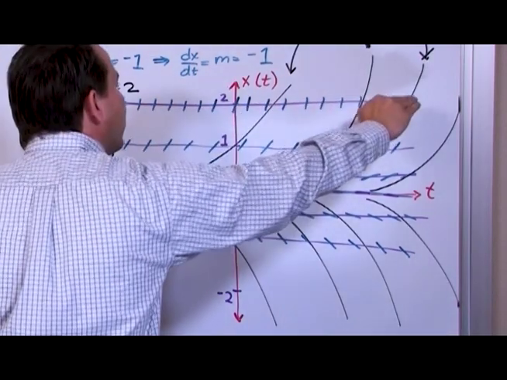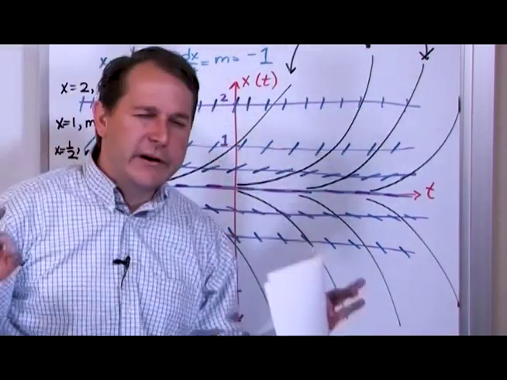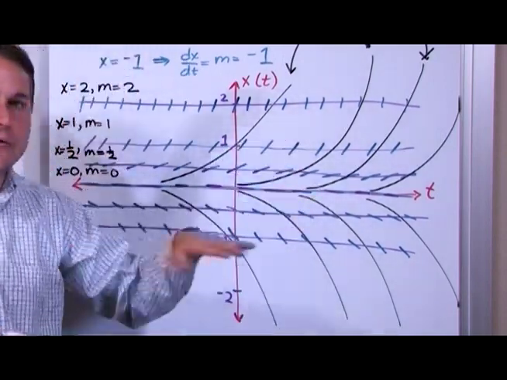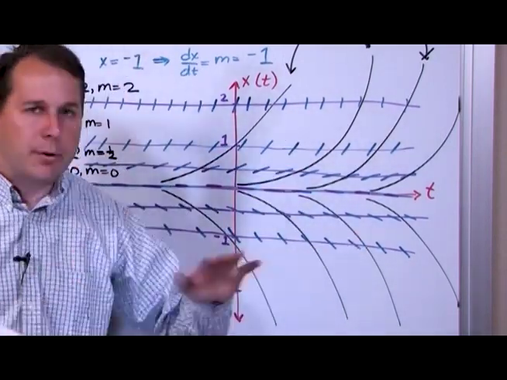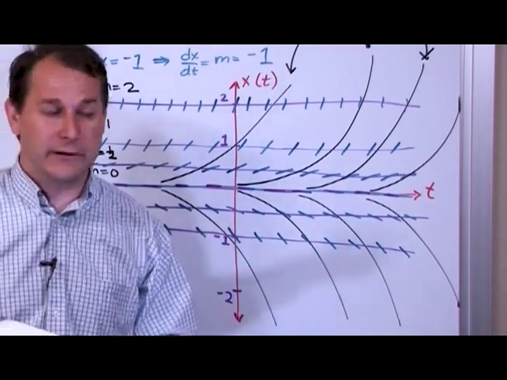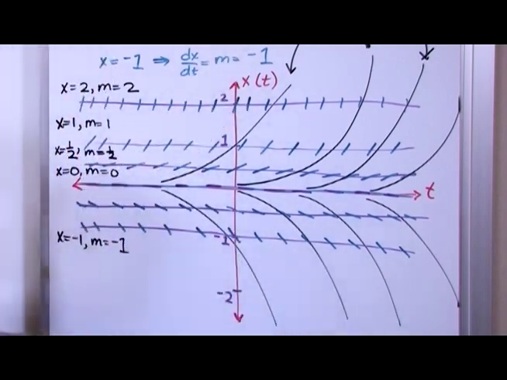These horizontal lines right here are very important to understand what you're looking at. These horizontal lines are not part of the solution. They're tools to help you graph the solution. The black lines are the solution. So the black lines are the solution there.